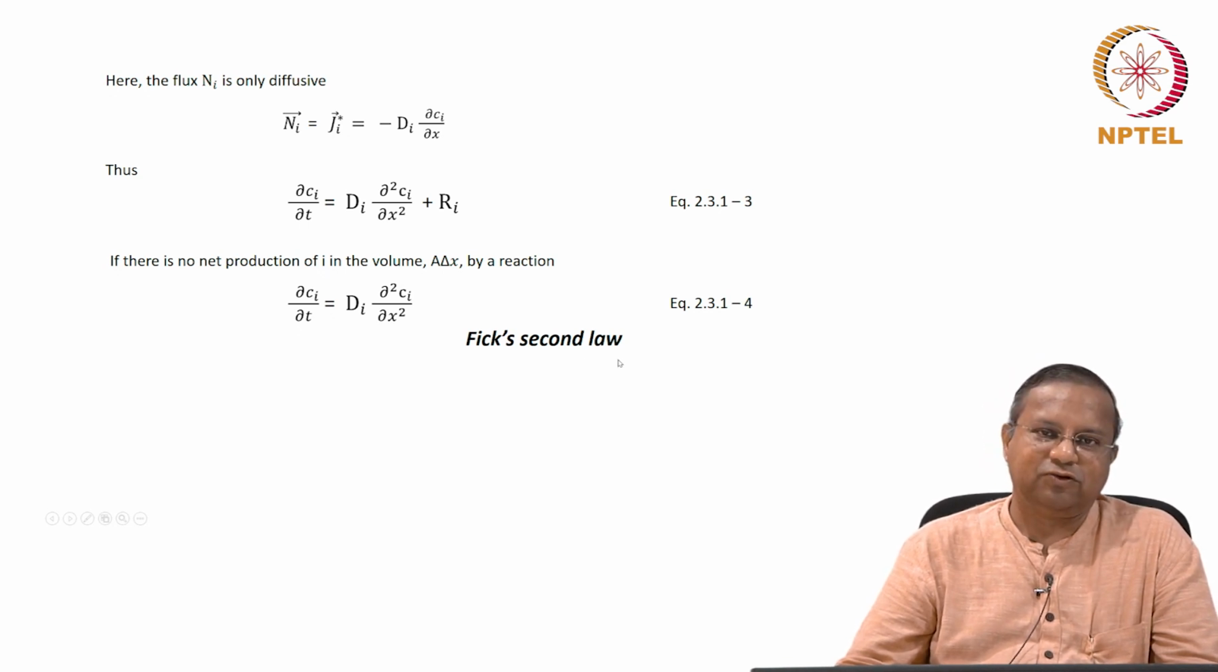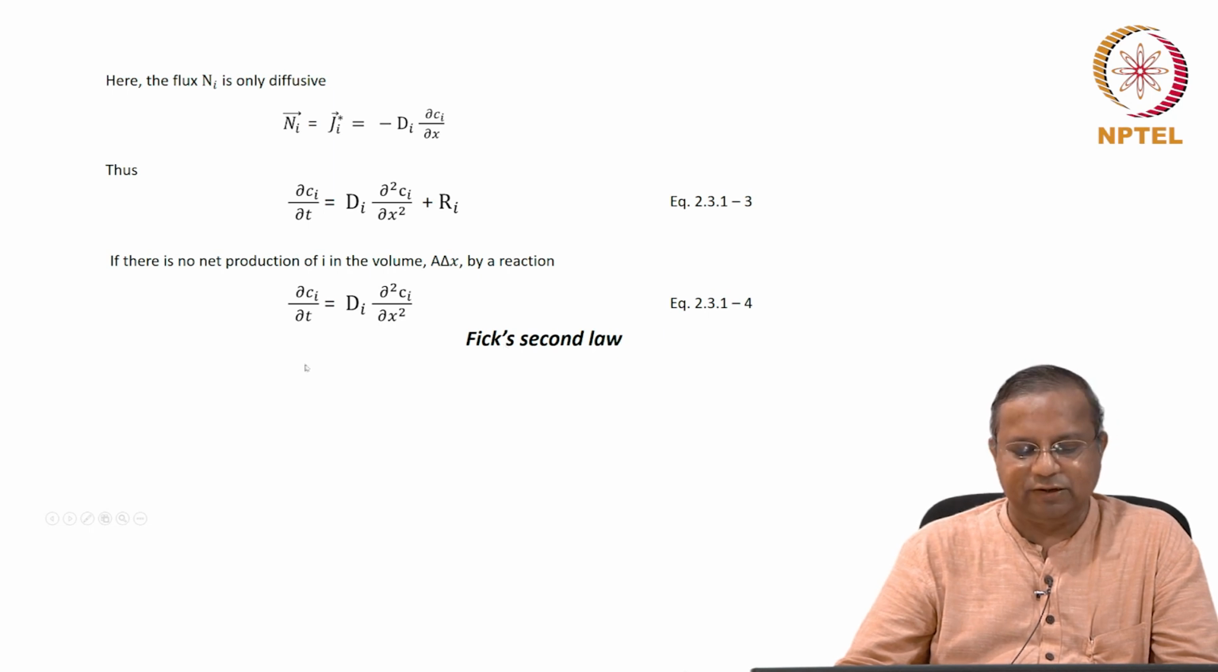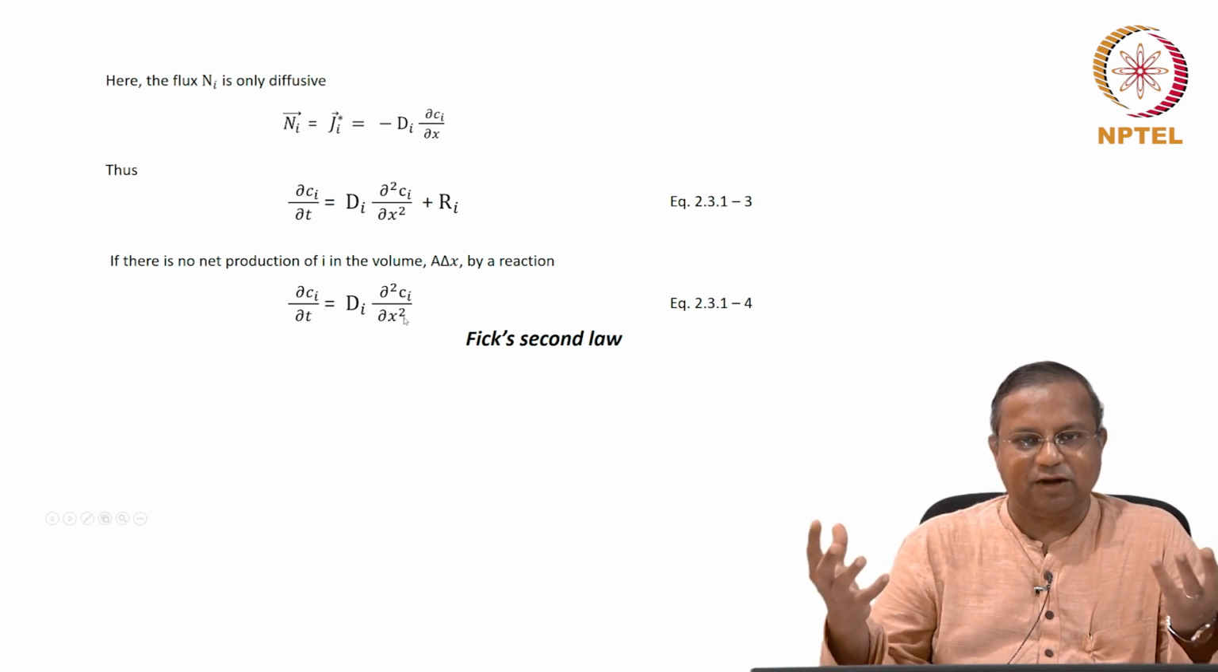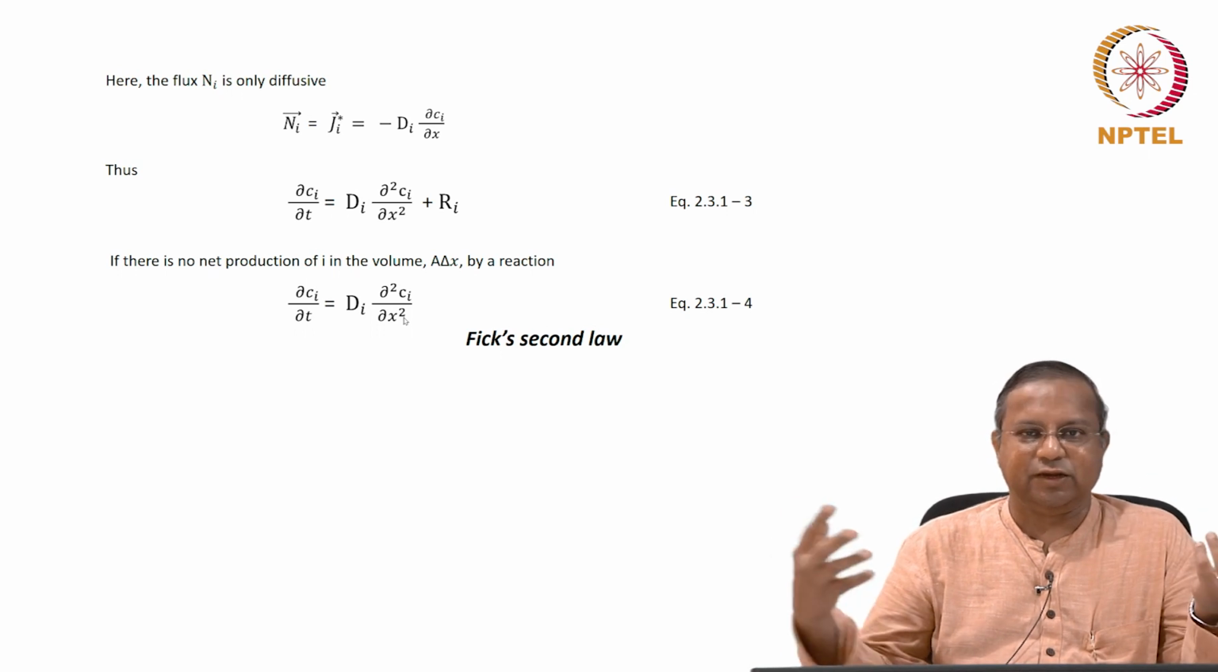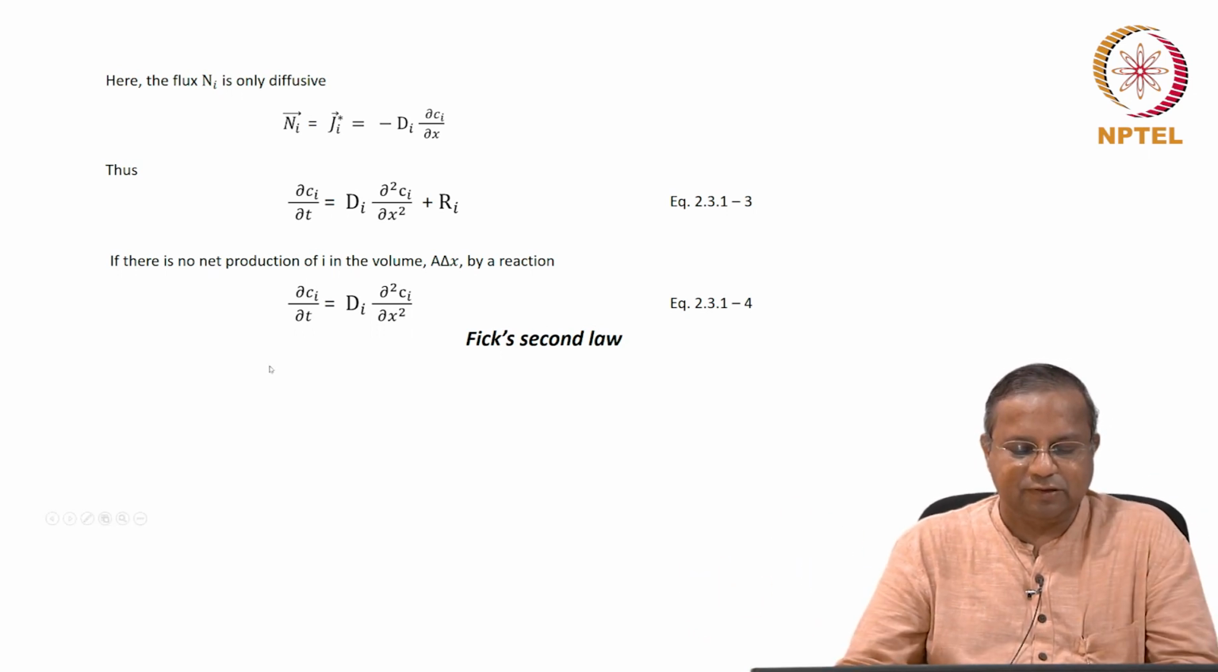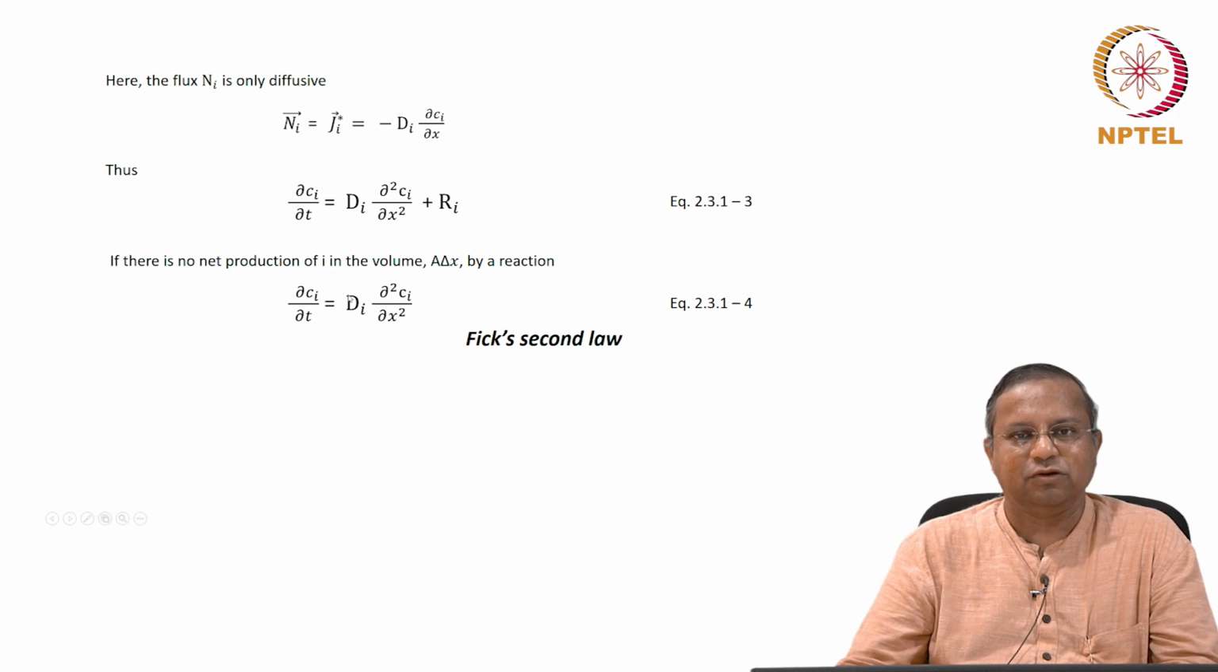Fick's first law is the constitutive equation, the relationship between mass flux and the concentration gradient. This, the variation of concentration with time on this side and the variation of concentration with space on this side. So, that way it is very powerful. Variation with time is related to variation in space through this diffusion coefficient or diffusivity Di.